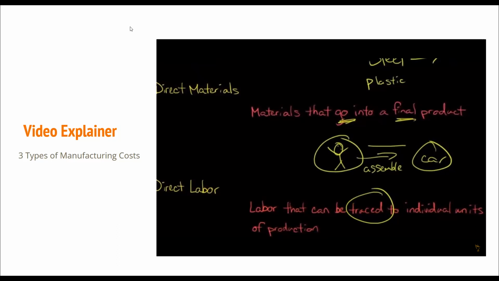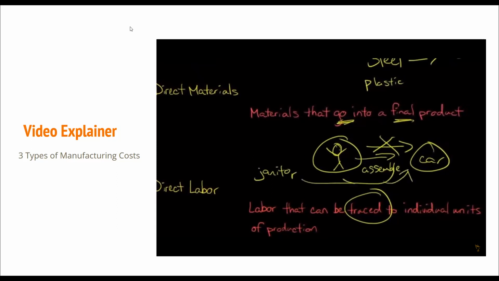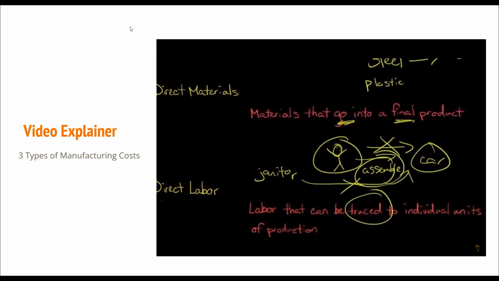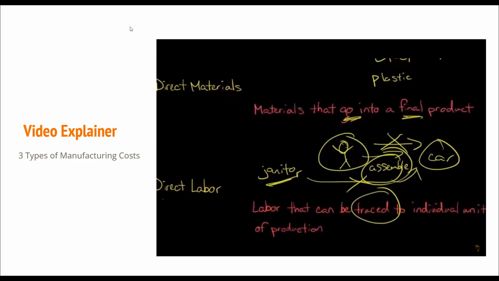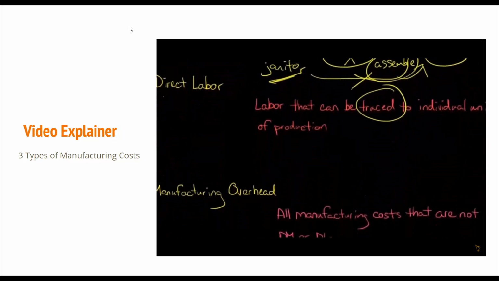Now you might say, in what case could you not trace something back to the car? Well, think about a janitor. We can't necessarily tie the work the janitor did sweeping the floor to an individual car. We can't really make that leap. It's not traceable, so that's not going to be direct labor. Direct labor would be more like the person who's doing the assembling. And the idea of the janitor not being traceable leads us into the idea of manufacturing overhead.